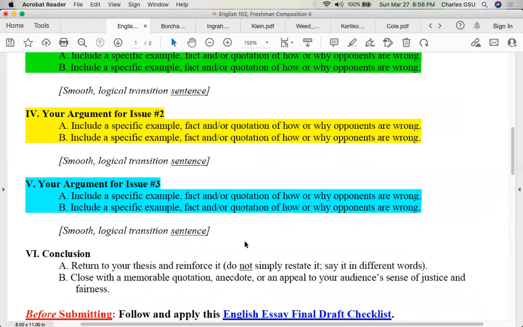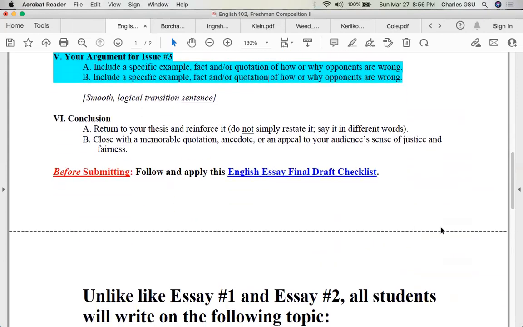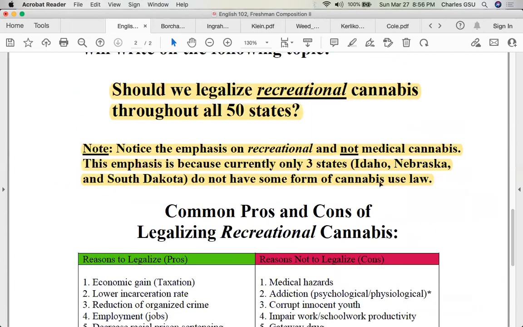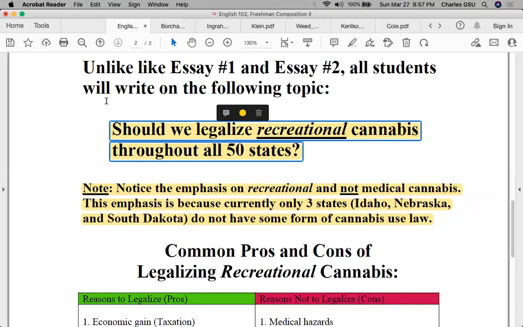That you are literally bringing your ammunition, just like if you were in a court of law, as an attorney, whether you're the prosecutor or defense, you're going to bring evidence to bear on your side, right?